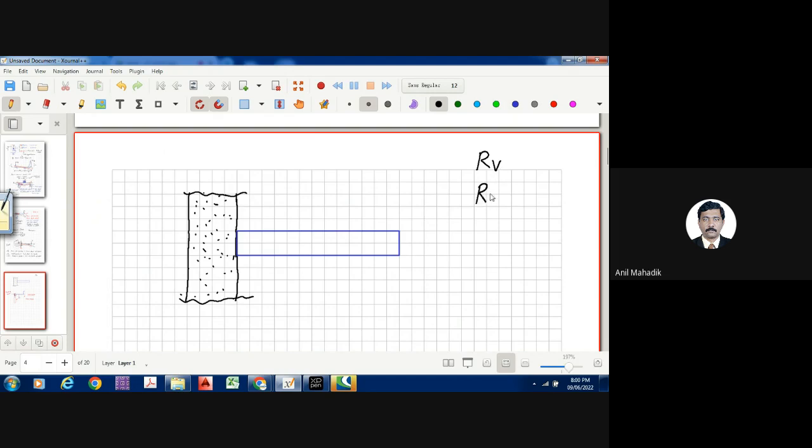Again, create such arrangement which will give horizontal reaction. That means this rod will not move horizontally. So there should not be any horizontal movement like this. There should not be any vertical movement, and there should not be any rotation also, right? Now, how will you create such an arrangement which will have vertical reaction, horizontal reaction, and which will have a moment of resistance also? कैसे मिलेगा इसको बताओ? Any idea?